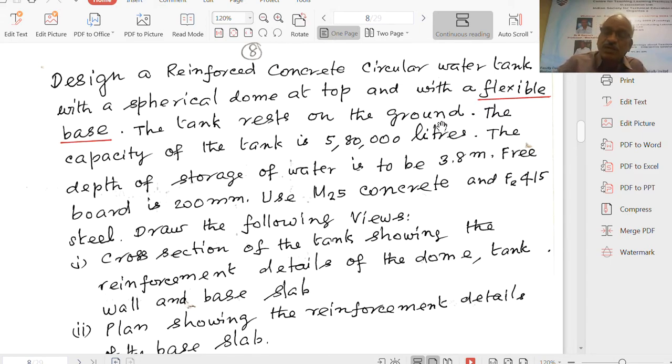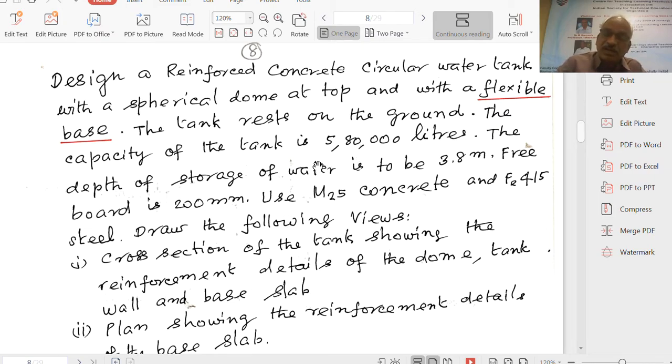The tank rests on the ground. The capacity of the tank is 5,80,000 liters. The depth of storage of water is to be 3.8 meters. The freeboard is 200 mm, 3.8 meter plus 200 mm. Use M25 concrete and Fe415 steel. Draw the following views. Design and drawing: cross section of the tank and also plan showing the reinforcement details. So capacity is 5,80,000 liters.